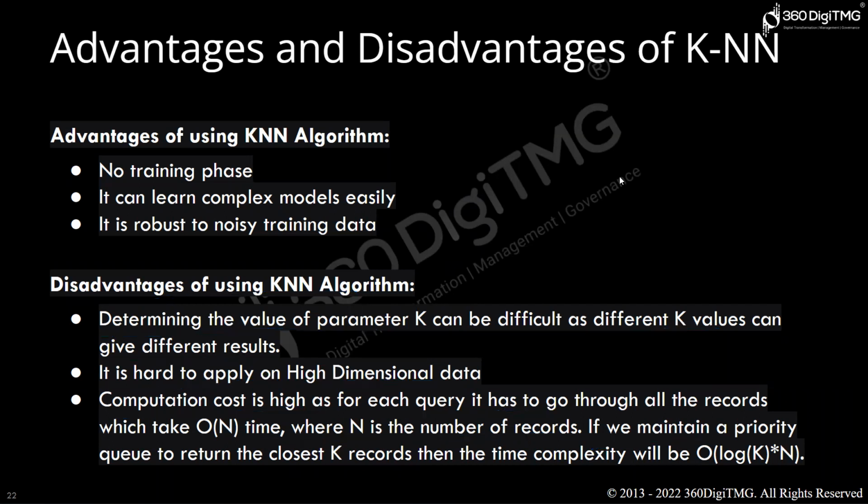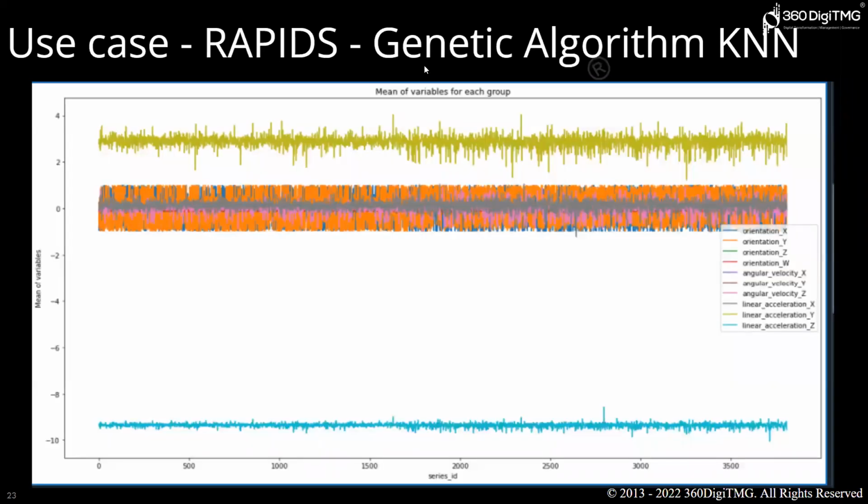So what is the use case and what is the graph I have got using this robotics analytics? I'm going to explain the code. This is the normal graph we have got for the mean of variables of each group, guys. Here you can see orientations, angular velocities and linear accelerations. This is the graph for the use case. And we're going to see what is meant by this genetic algorithm.